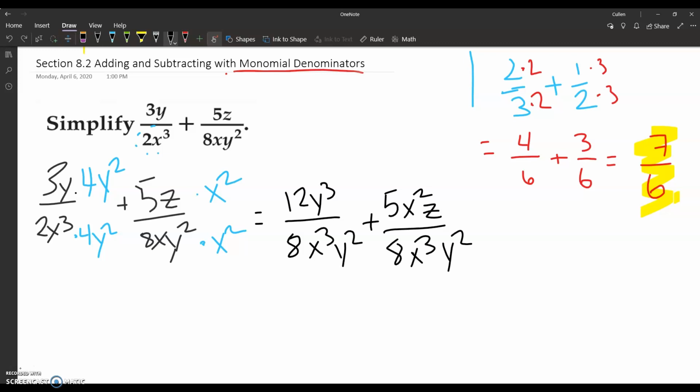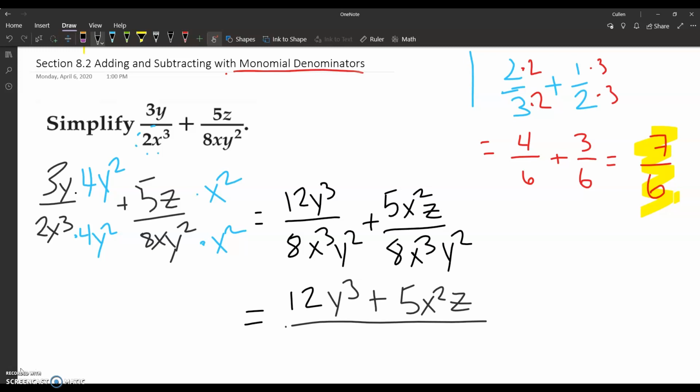That's what I wanted. So now what you can do is add the two terms in the numerator. And if they have any like terms, then you can combine them. So I've got 12, and then y to the third, and I'm going to do plus 5x squared z. And those are not like terms because they have different variables and different exponents. So don't combine any of those terms on the top.